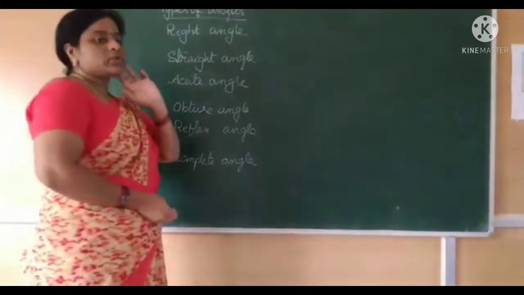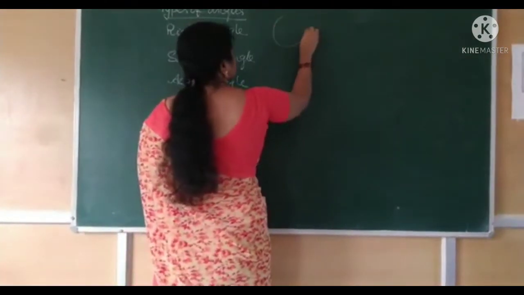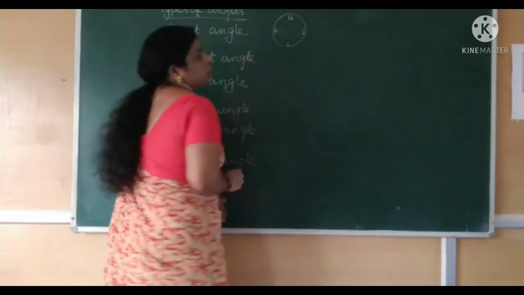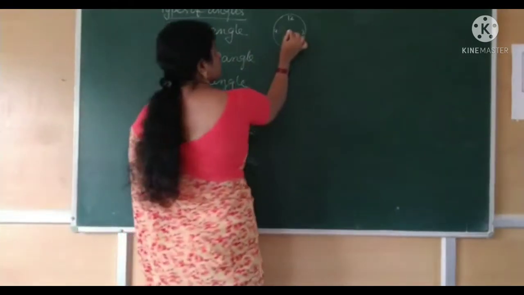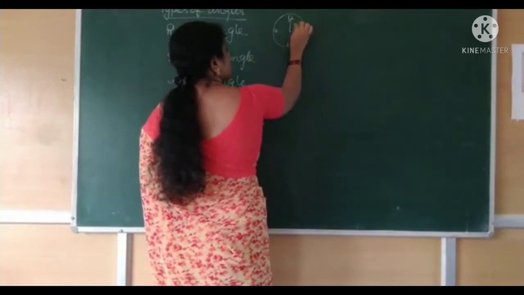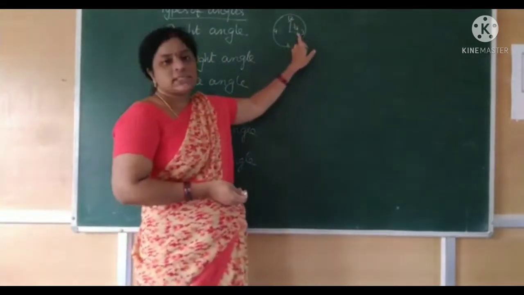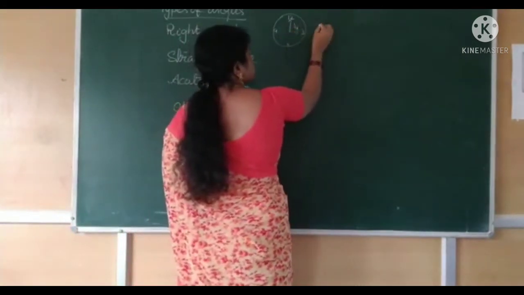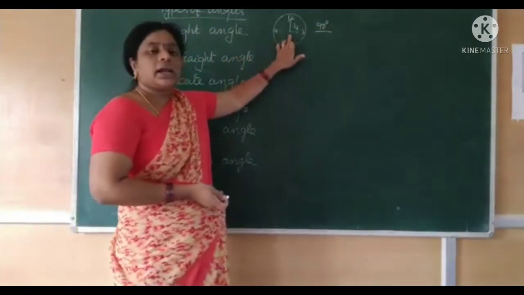Now coming to the types of angles. See the first one, right angle. If the hour hand of the clock, hour hand means small hand, moves 1/4 of the revolution, 1/4 of the revolution can take 3 hours time. Then 1/4 revolution is said to be 90 degrees. This is nothing but right angle.